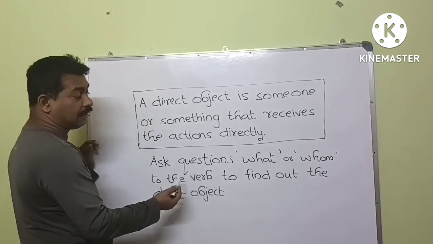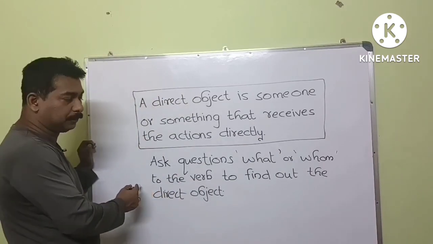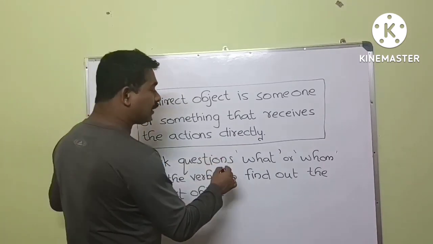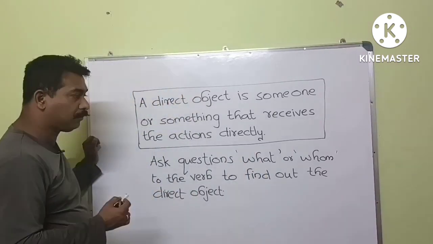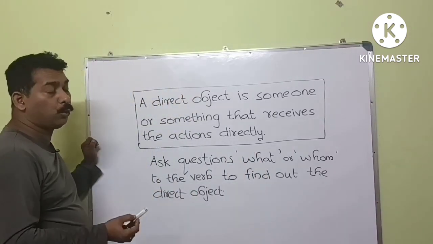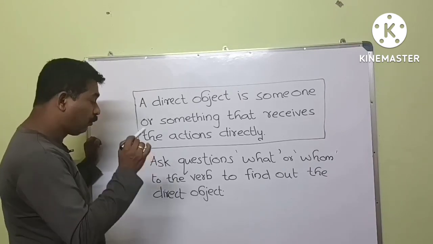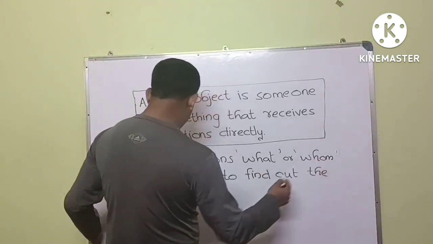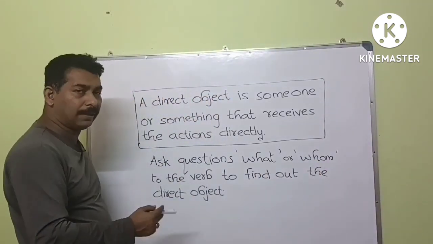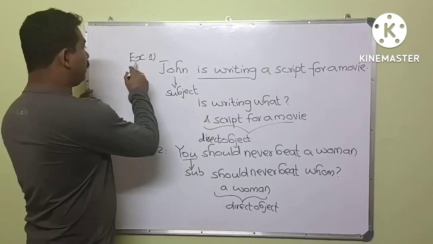We can ask questions what or whom to the verb. First, you ask the question what to the verb. And the verb gives you an answer. If you do not get an answer from the verb, you ask the second question whom to the verb, you may get the direct object. Let's have a few examples.